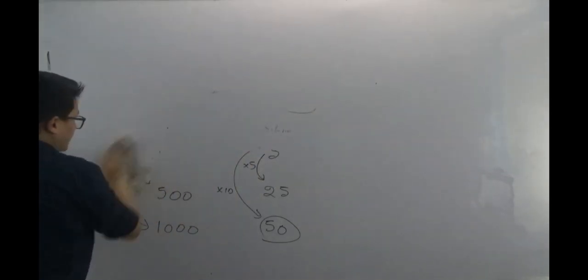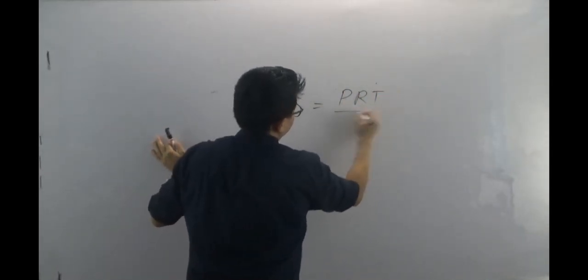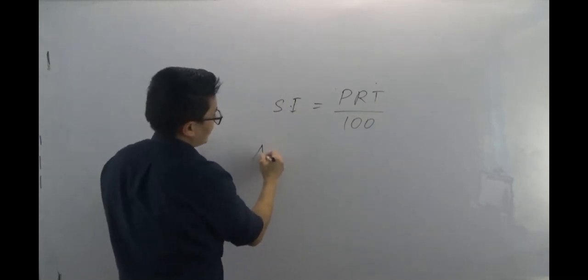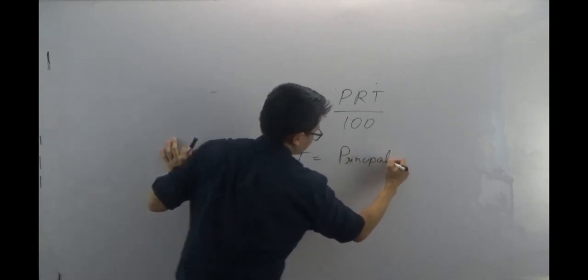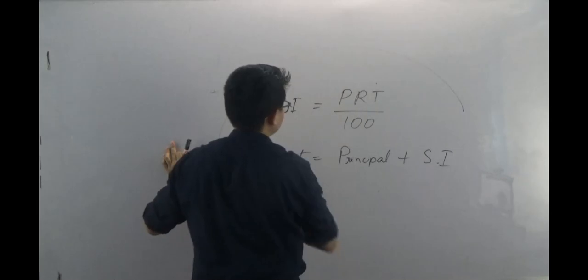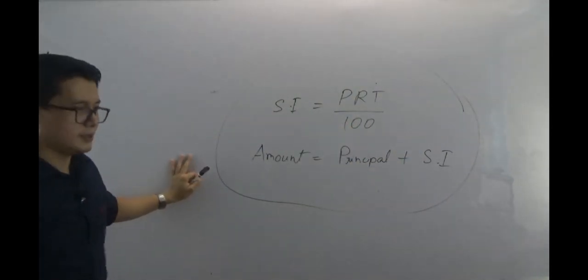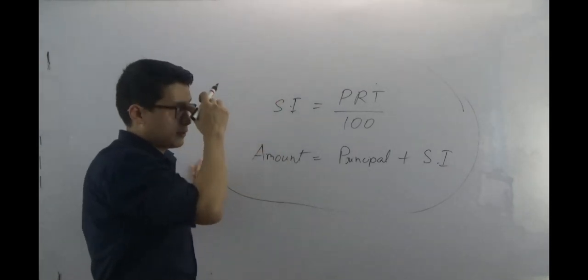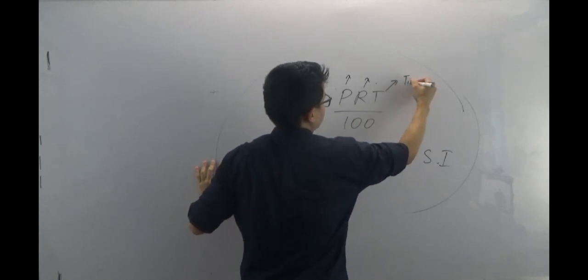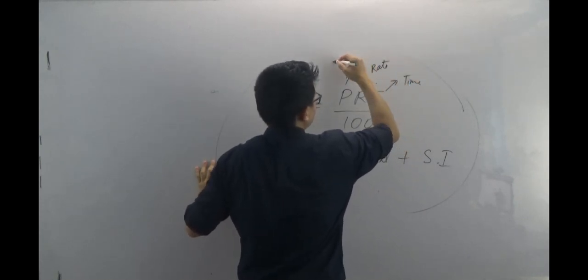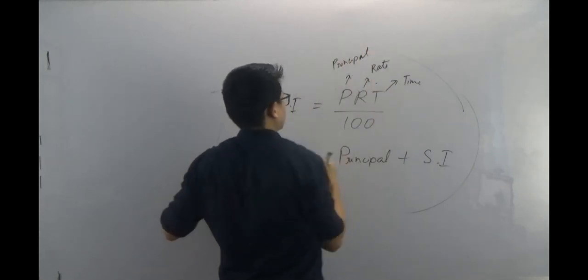You can use the formula too. Now, the simple interest formula is PRT by 100. The amount is the principal plus the simple interest. So this is the foundation of simple interest. This is the time, or the years. This is the rate. This is the principal. So this is the formula.